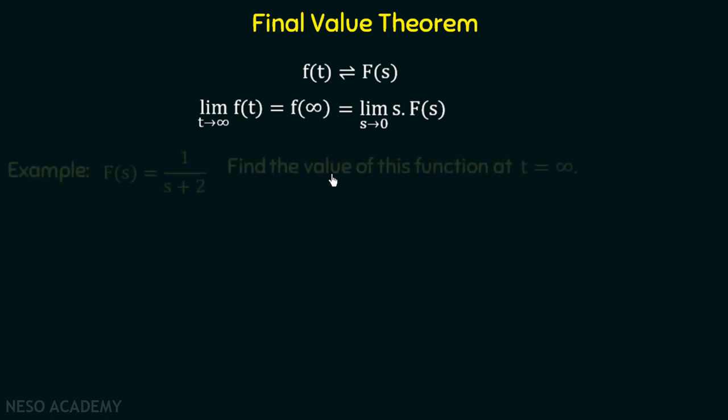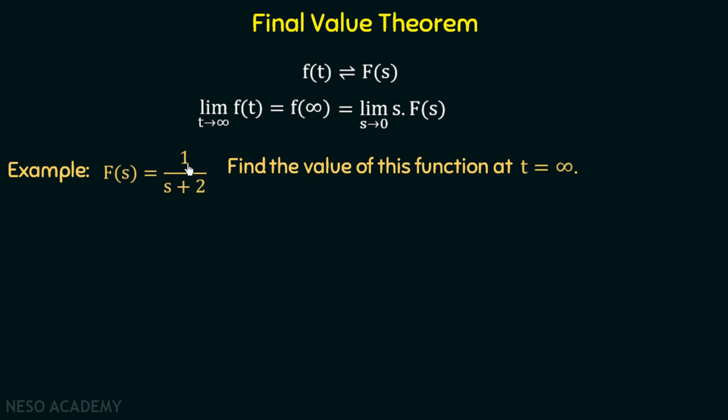And the example is given as F of s equal to 1 over s plus 2. Find the value of this function at t equal to infinity. We are having the same example and we will now find out its final value by the use of final value theorem. So moving on to the solution, the final value of a function is limit t tending to infinity f of t in the time domain.